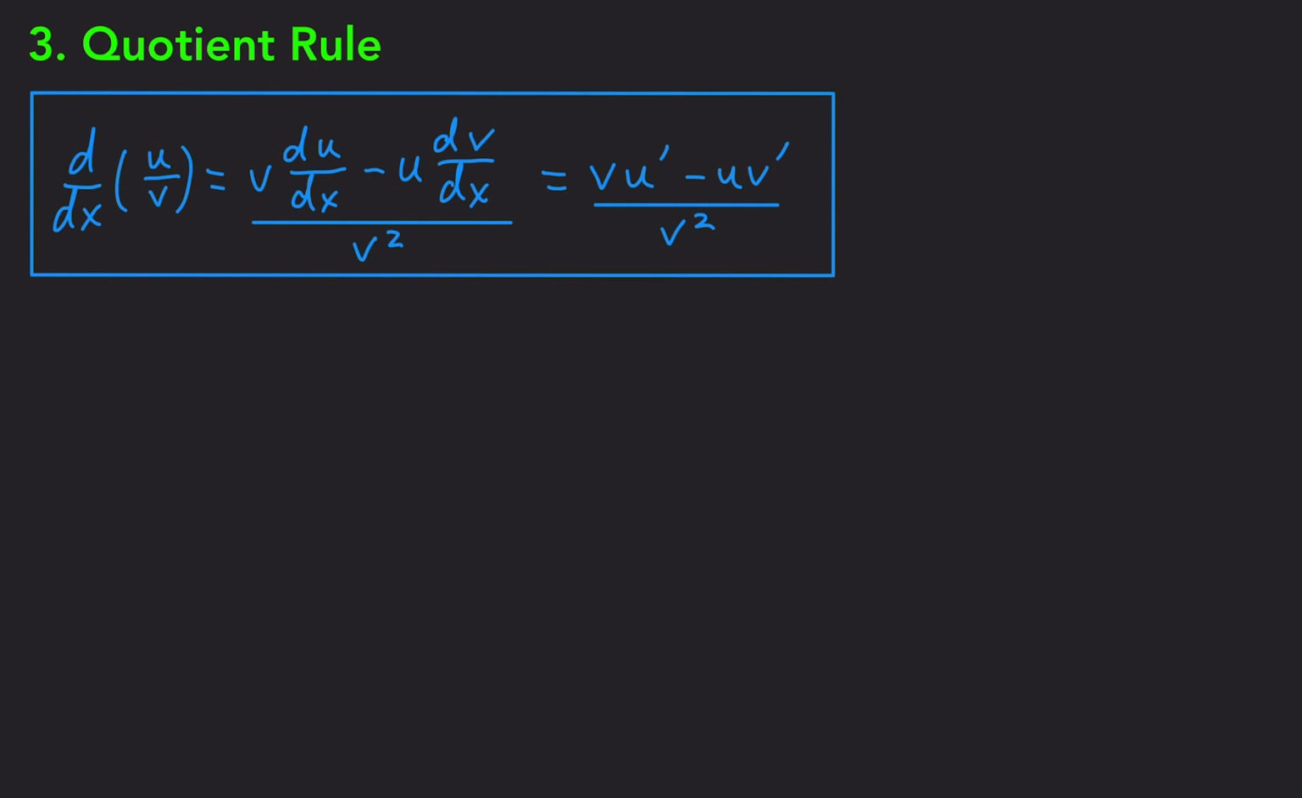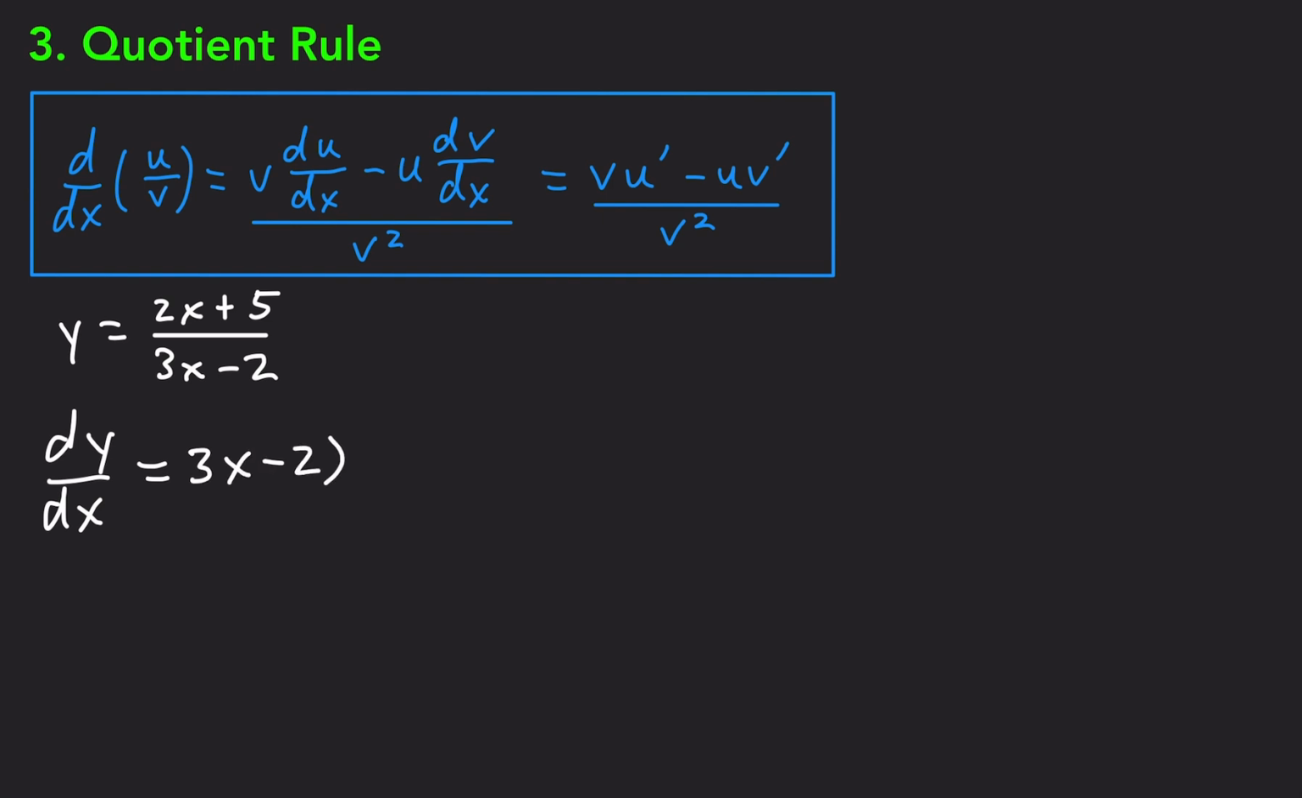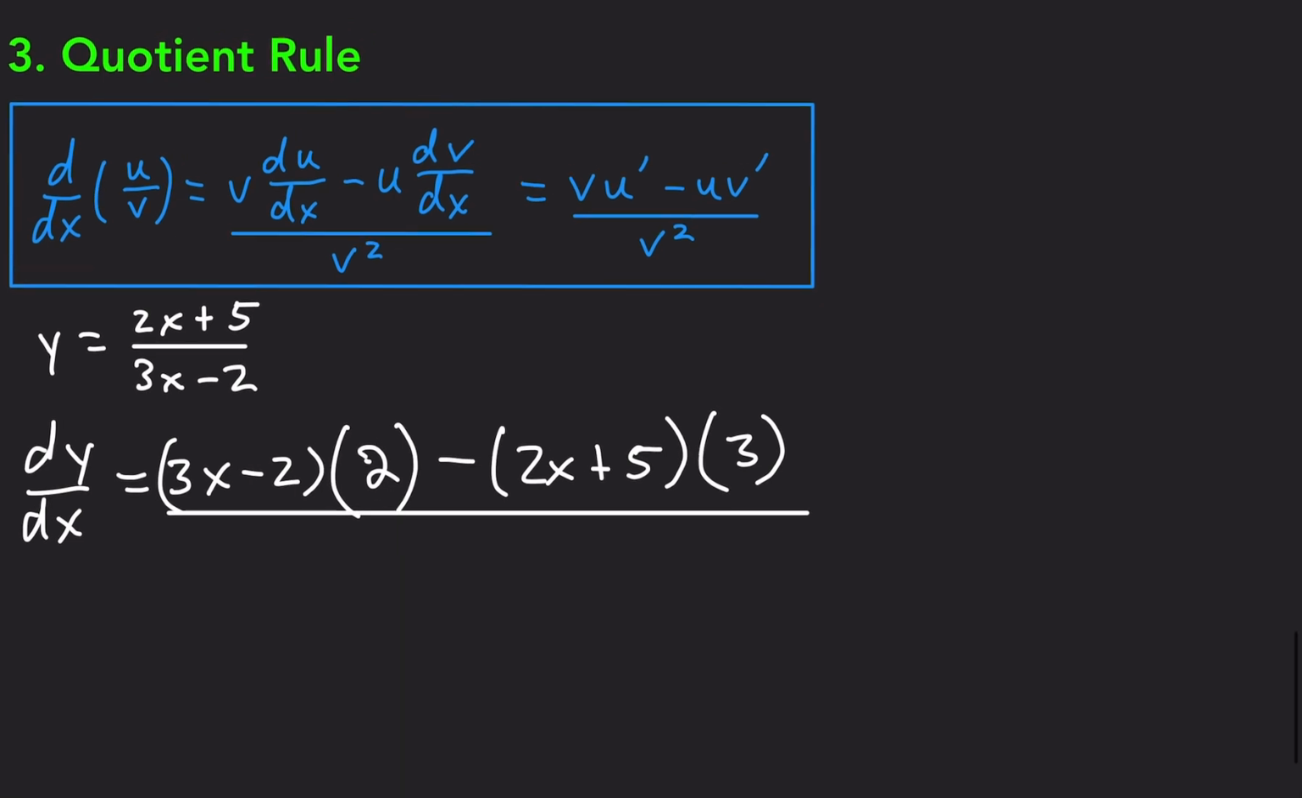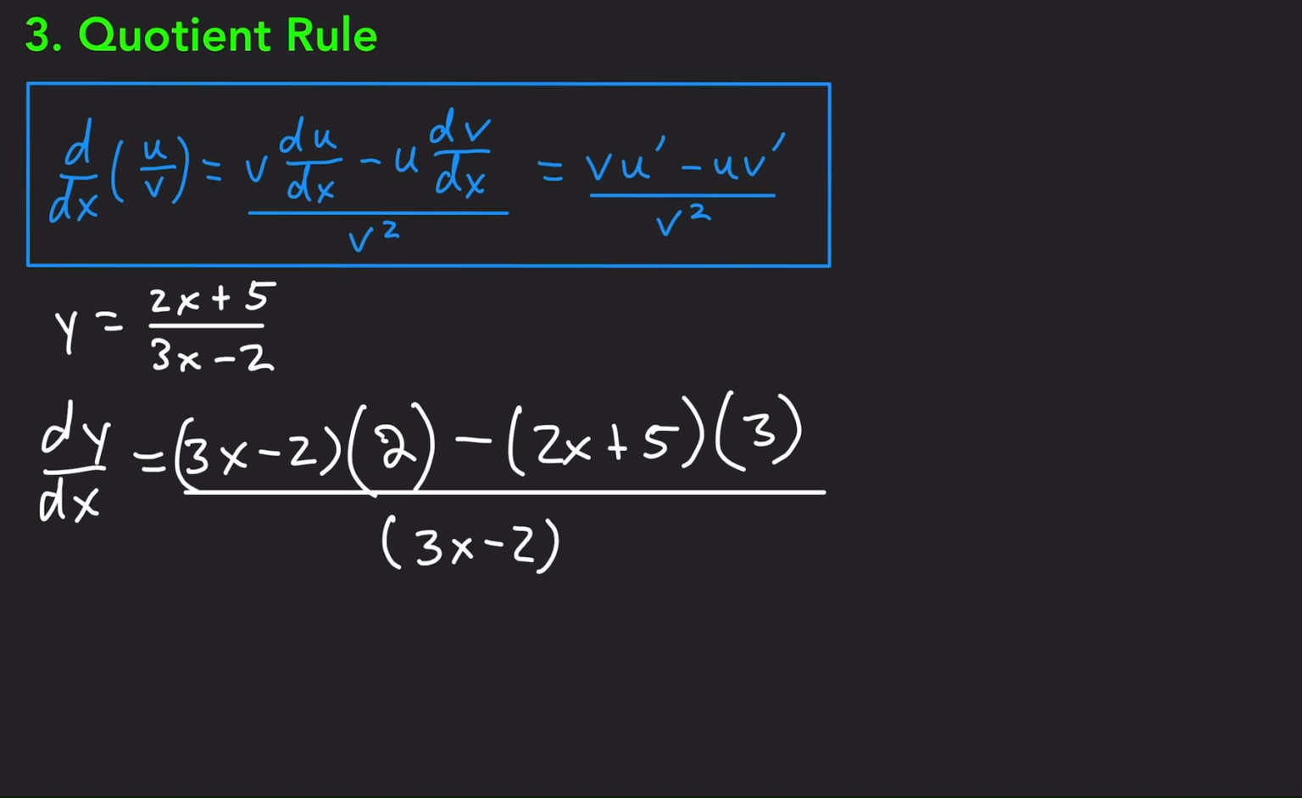So let's try an example. So let's say y equals 2x plus 5 divided by 3x minus 2. Okay, so dy dx is going to be equal to low, 3x minus 2, times d high, the derivative of 2x plus 5, which is just going to be equal to 2, minus high, 2x plus 5, d low, the derivative of the denominator, which is just going to be equal to 3, but we have to square the bottom before we can go. So 3x minus 2 squared.